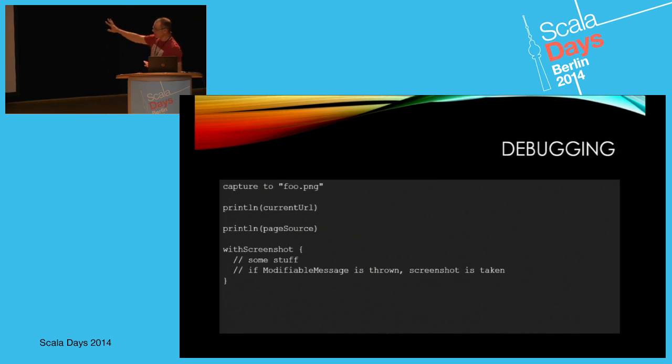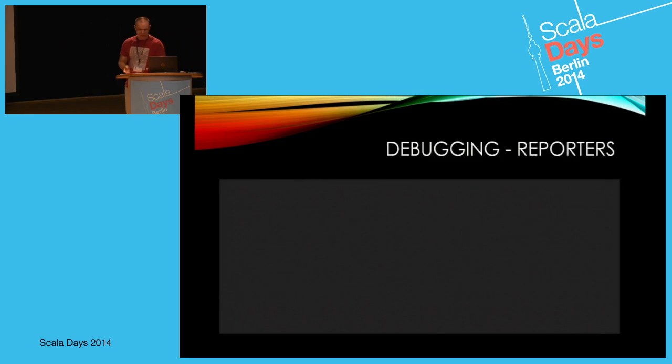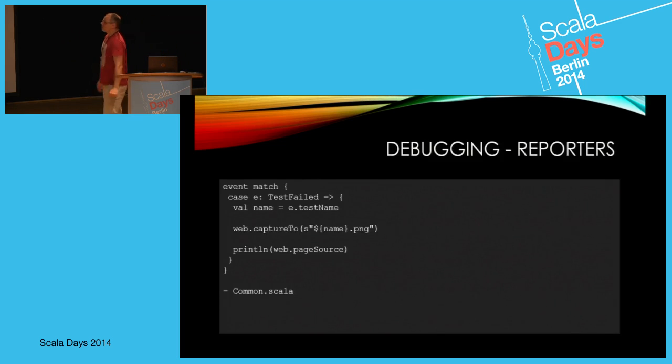This is brilliant, but it means you have to insert capture in a particular place in the test that you want to know about. So a better pattern that we have is to use the inbuilt ScalaTest reporters, and in the case where you have a test failed, we do a capture.